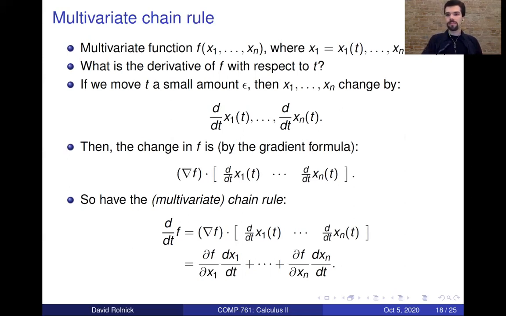This equation and this equation are missing epsilon. The final chain rule is not missing epsilon because this is the rate of change of f. You can think of this as the rate of change of f. That was why I left out the epsilon. There's no epsilon here because this is an equation relating different derivatives.